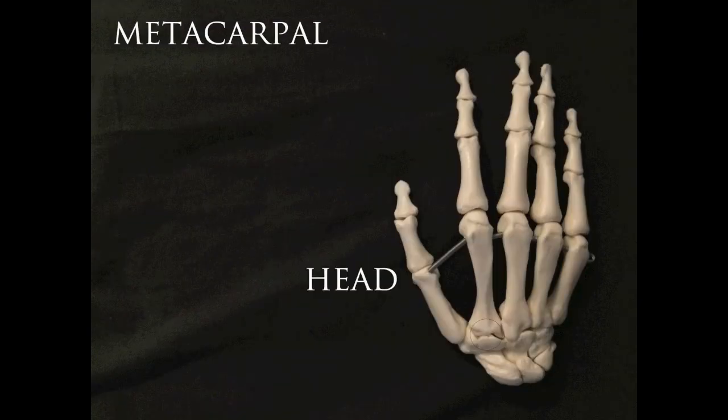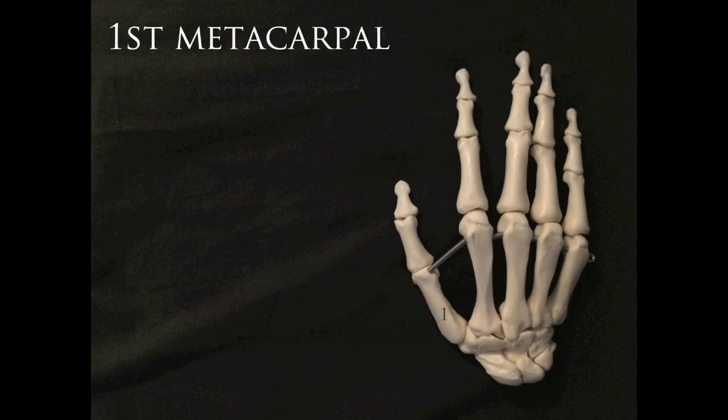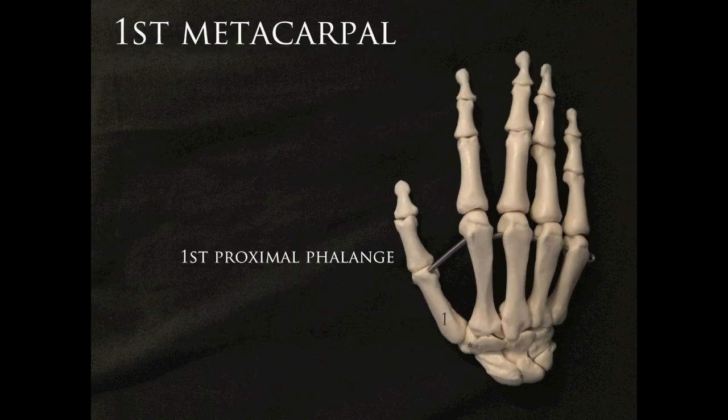Each metacarpal has a head, body, and base. The first metacarpal is the shortest and most mobile of the 5. The first metacarpal connects to the first proximal phalanx of the thumb as well as the trapezium.